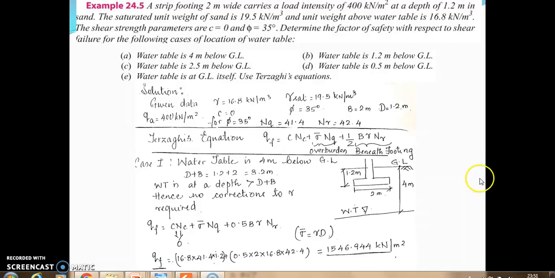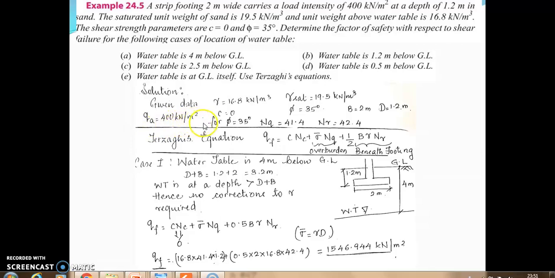First, I'll list the data that is given to you. You are given the bulk unit weight and the saturated unit weight. c is 0, it's mentioned it is sand, and they have again repeatedly mentioned that c is 0, phi is equal to 35. The width of the foundation is 2 meters, and the depth is 1.2 meters. Also, q allowable is 400 kN per meter square.